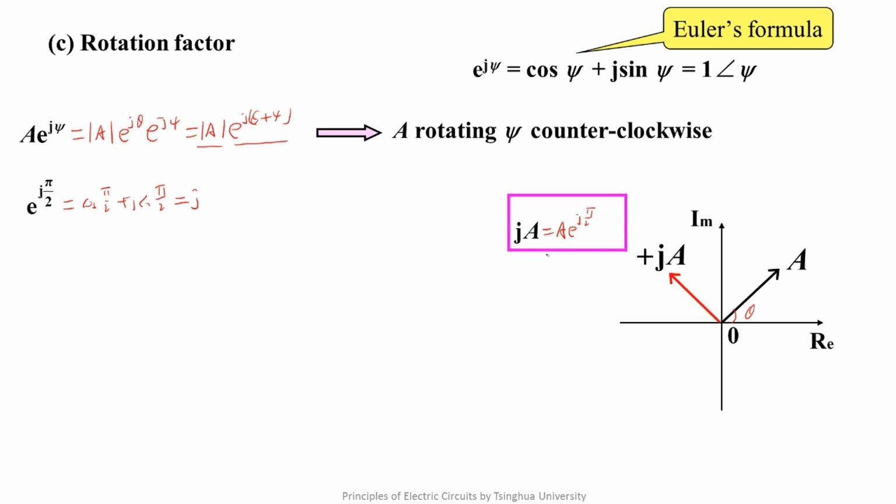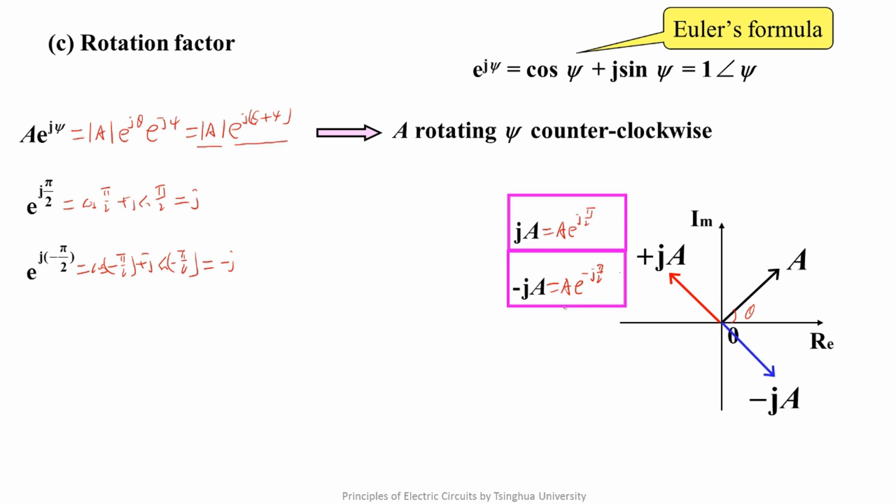That is this. In a similar way, we can evolve e to the power of minus j a half pi by using Euler's formula like this. Cosine minus 90 degrees equals 0. Sine minus 90 degrees equals minus 1. Thus the answer is minus j. Similarly, minus j times A equals A times e to the power of minus j times a half pi, which means A rotating counterclockwise by minus 90 degrees or A rotating clockwise by 90 degrees.